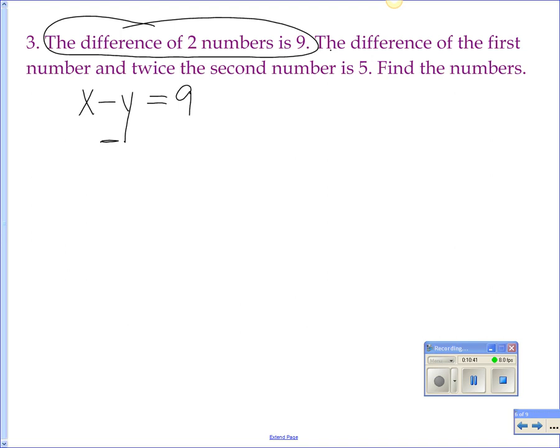It says the first number. What letter do I put for the first number? What letter do I put here? X. How do I write twice the second number? What do I put right here? And then it says is 5. Good. Okay.